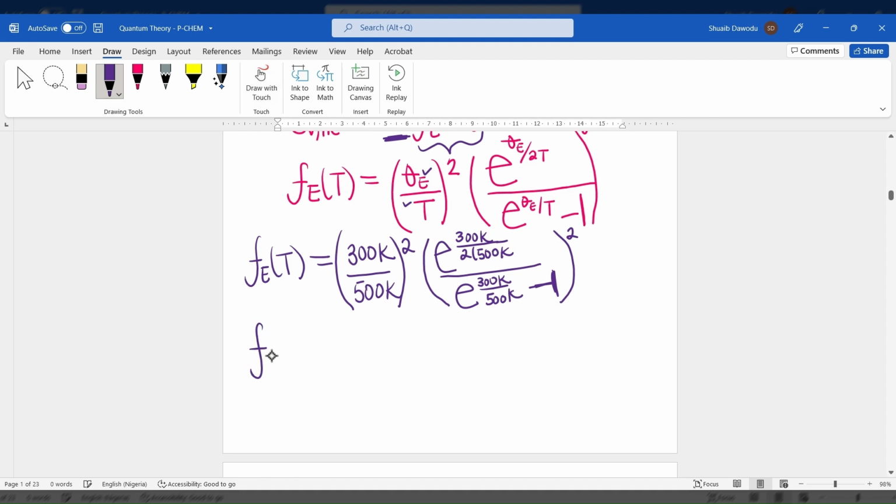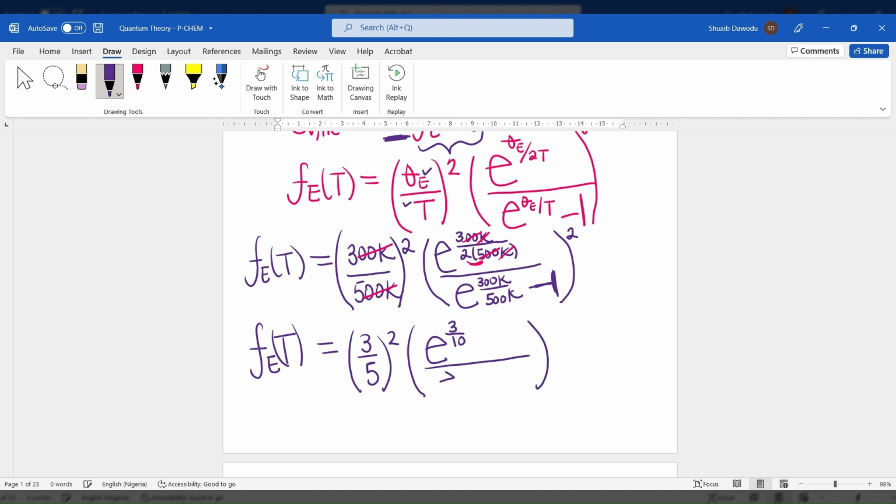So f sub E would be 300 Kelvin divided by 500 Kelvin. We're going to cancel out the Kelvin and the zeros. So we end up with 3 over 5 all squared, multiplied by e raised to the power of 300 Kelvin divided by 2 times 500 Kelvin. Of course you cancel out the Kelvin and the zeros, so what you end up with is 3 divided by 2 times 5, so that would be e raised to the power of 3 over 10.